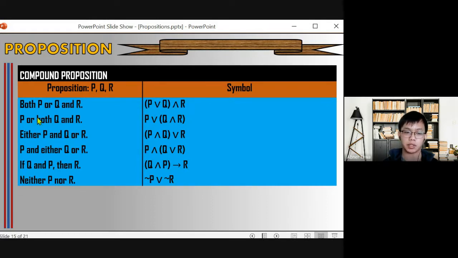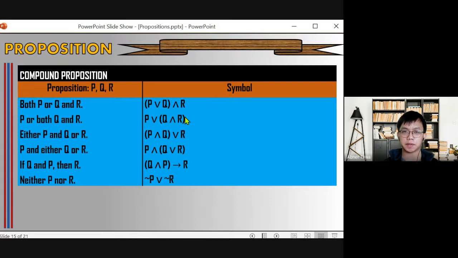Another example here is P or both Q and R. Again, pag both kasi yan, it always pertains to two things. So magkasama ang Q and R. So for me to symbolize that one, we're going to have here the symbol P or open and close parentheses, Q and R. Therefore, the main connective used here is or. Ang pangalan ng ating proposition ay? Anong pangalan ng proposition pag ang connective ay or? Isabel?